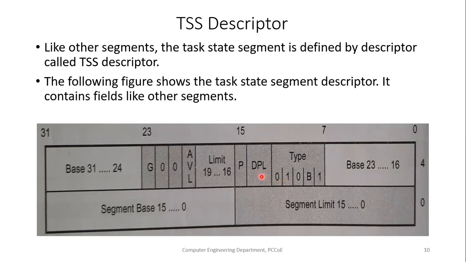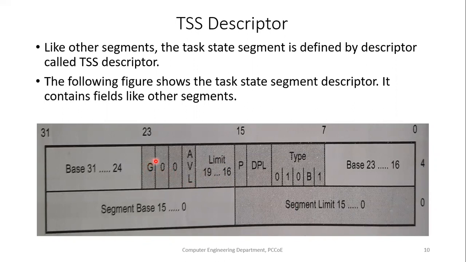Then it has the DPL bit, that is the descriptor's privilege level. The P bit is the present bit. And over here, the B bit represents the busy bit. Then is the limit field from 16 to 19. Then we have the AVL bit, which tells you the availability to the operating system. Then is 0, 0.